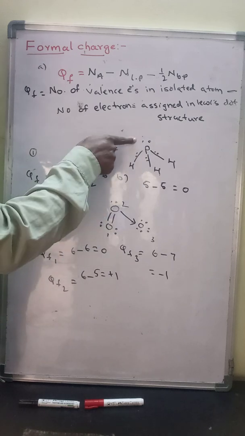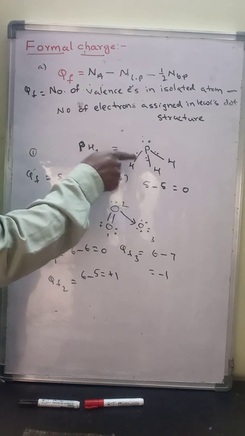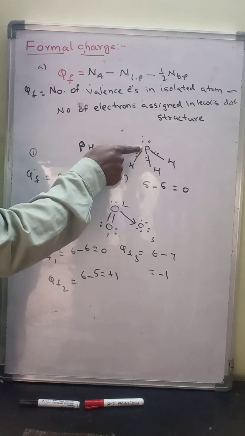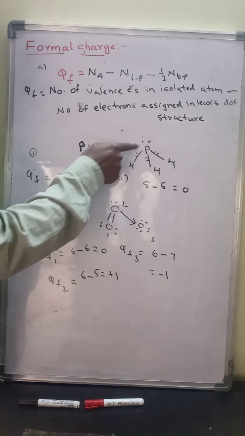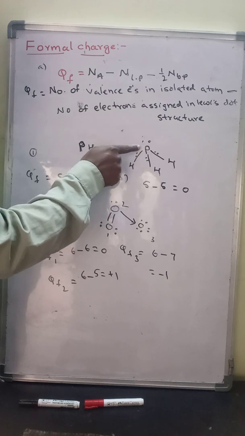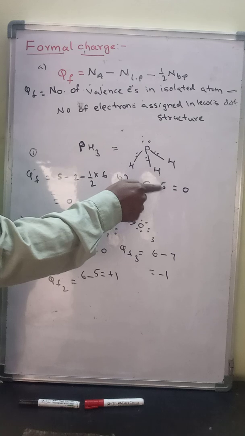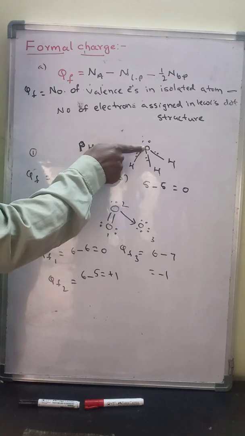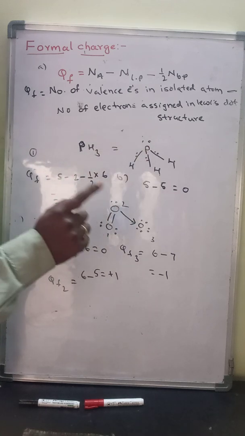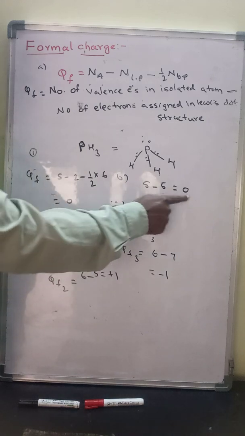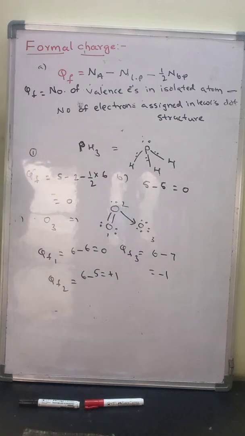So out of the six bonding electrons, three electrons belong to phosphorus. These three electrons plus two electrons make five electrons. So in the Lewis dot structure, the number of electrons belonging to phosphorus is 5. So 5 minus 5, you get 0.